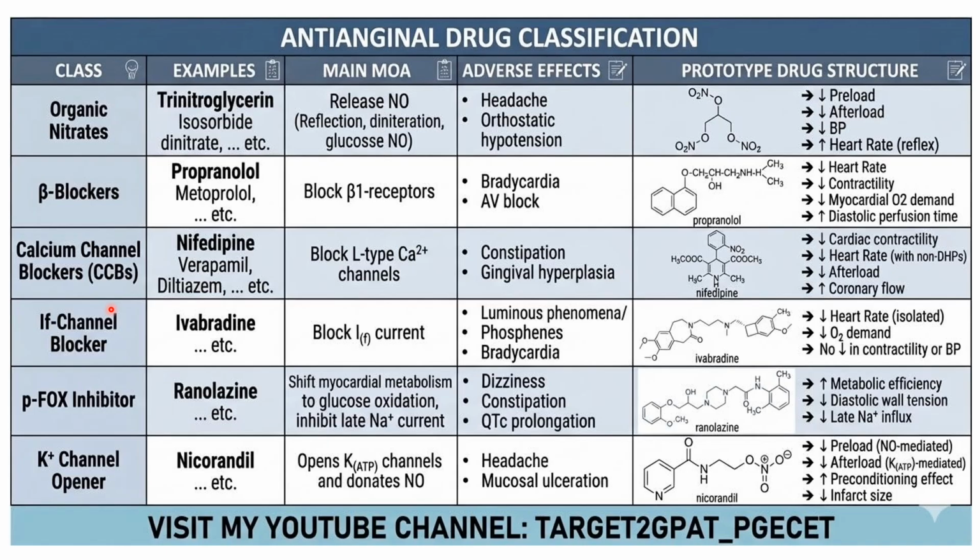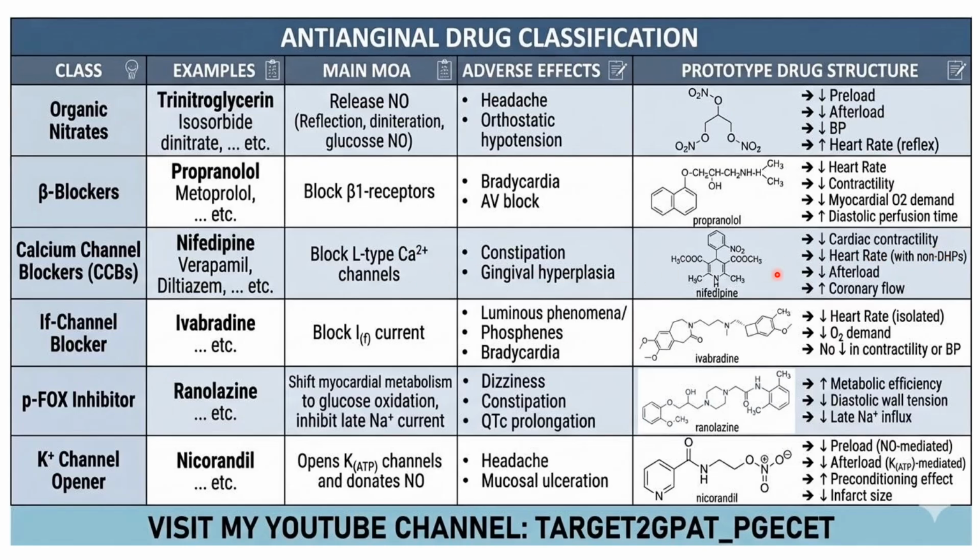When we take the calcium channel blockers, the best examples are nifedipine, which is a dihydropyridine derivative, verapamil, and diltiazem. The prototype drug given here is nifedipine. For a better understanding, the drug structure is represented here, and all the calcium channel blockers exhibit their mechanism of action by acting on the L-type calcium channels. By blocking them, they cause the decrease in the contractility.